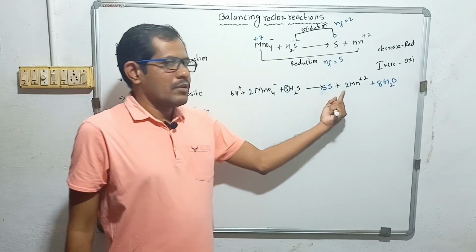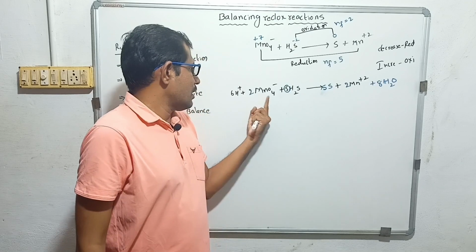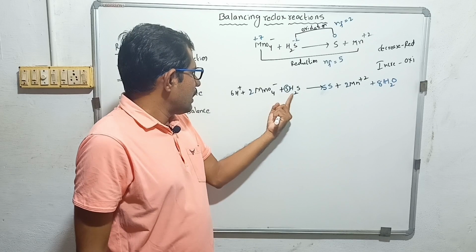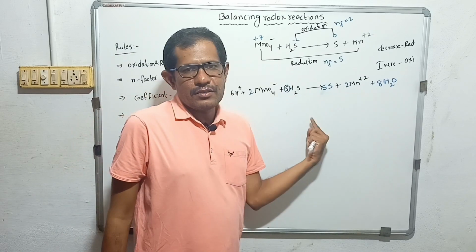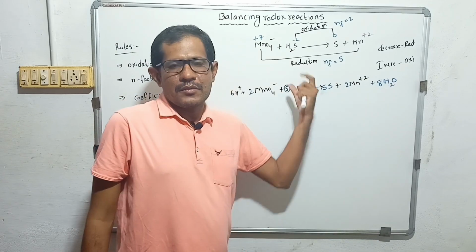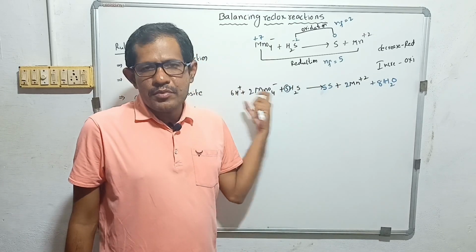2 manganese atoms, 2 manganese atoms, right? 5 sulfur atoms, 5 sulfur atoms. Here 16 hydrogens, 16 hydrogens. Now coming to the oxygen, 8 oxygen atoms, 8 oxygen atoms. Now the atoms in the equation are balanced.